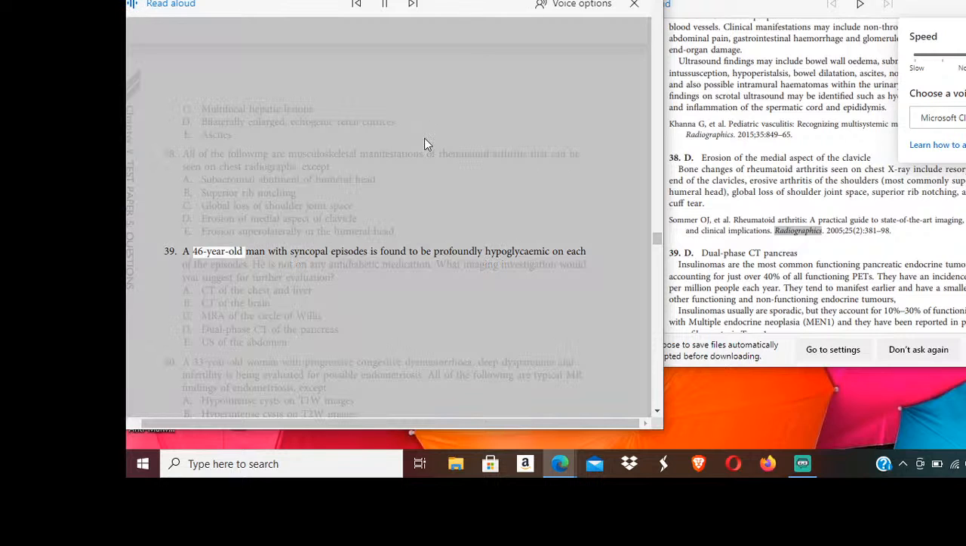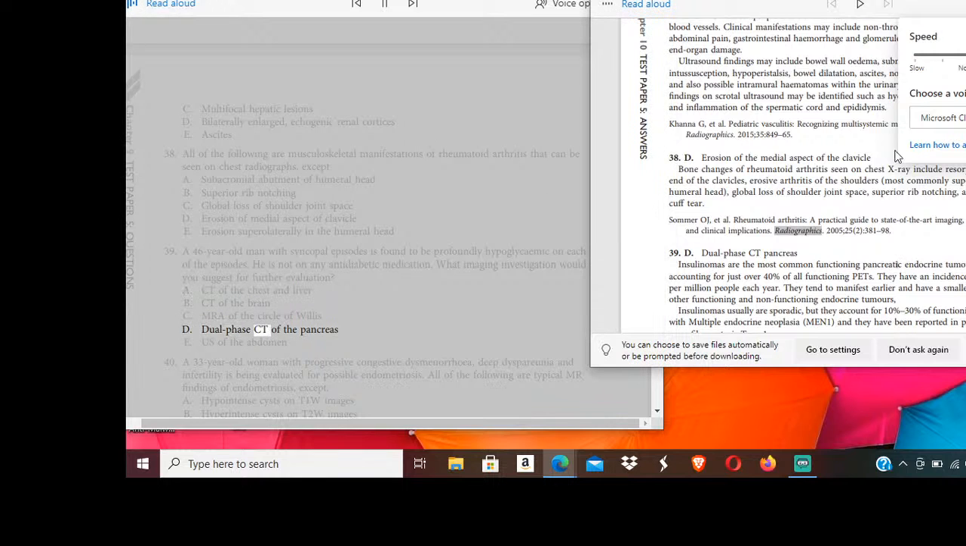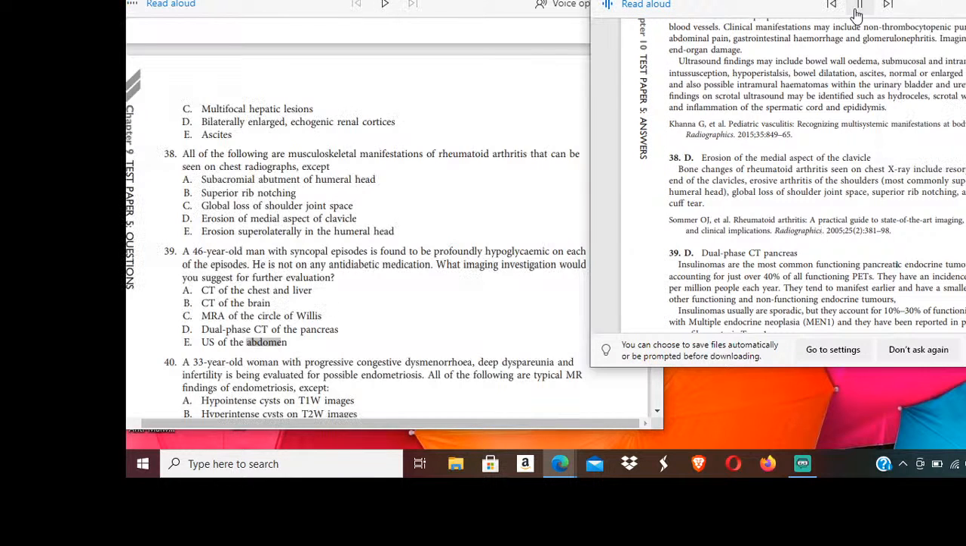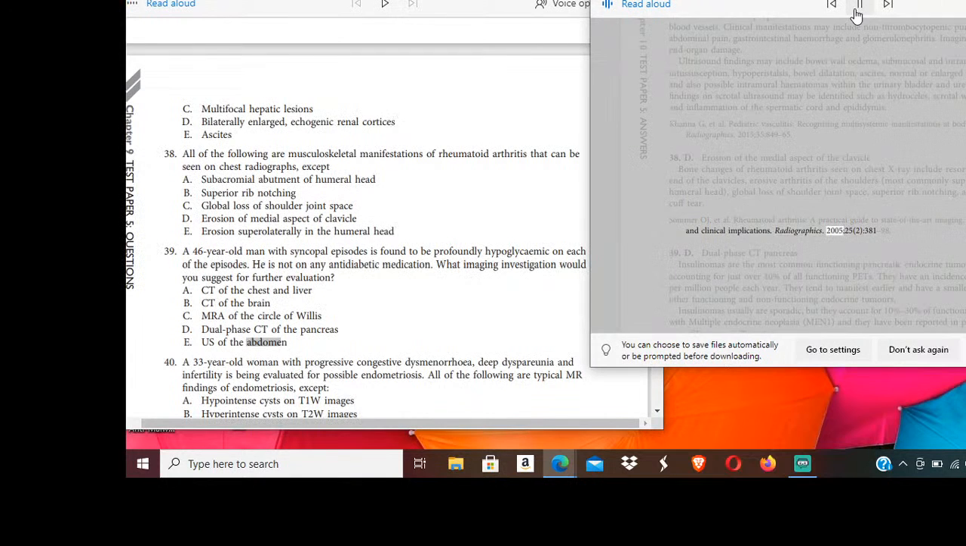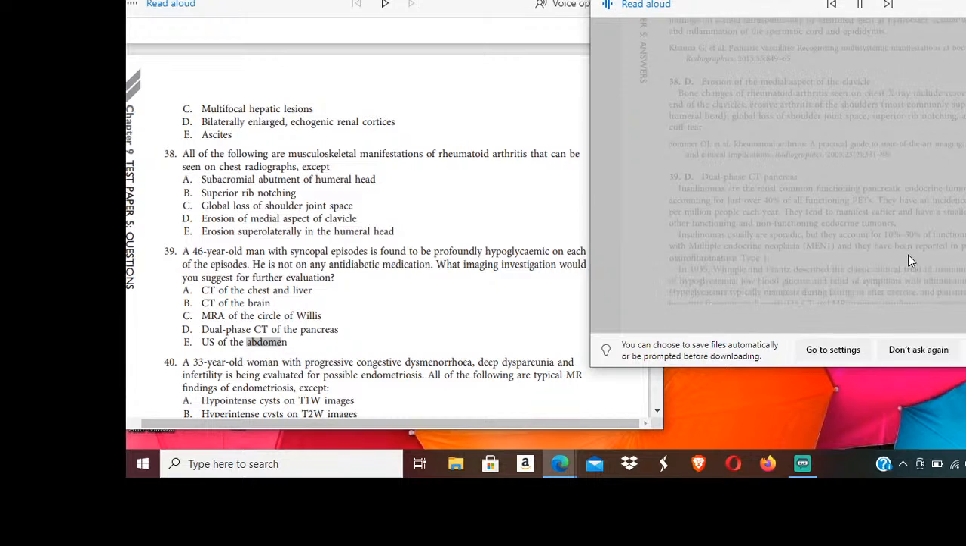A 46-year-old man with syncopal episodes is found to be profoundly hypoglycemic on each of the episodes. He is not on any anti-diabetic medication. What imaging investigation would you suggest for further evaluation? A. CT of the chest and liver. B. CT of the brain. C. MRA of the circle of Willis. D. Dual-phase CT of the pancreas. E. US of the abdomen. Radiographics 2005, 25, 238198. 39. D.